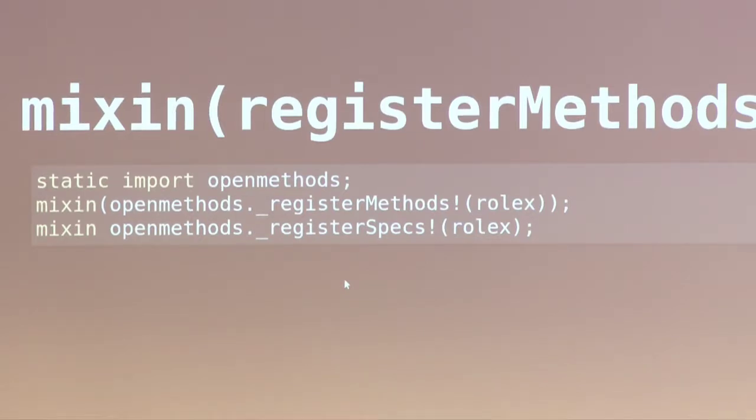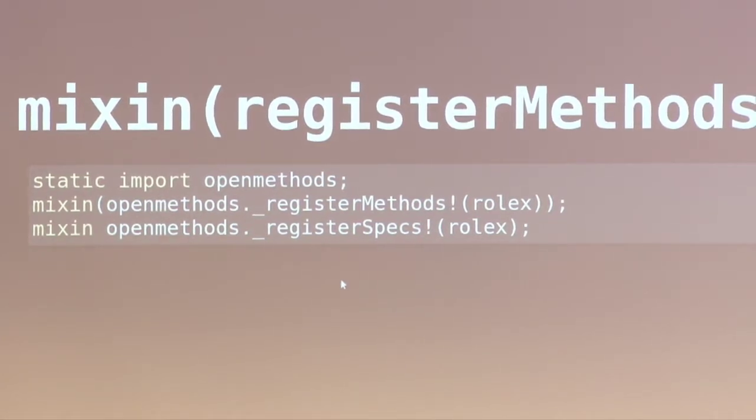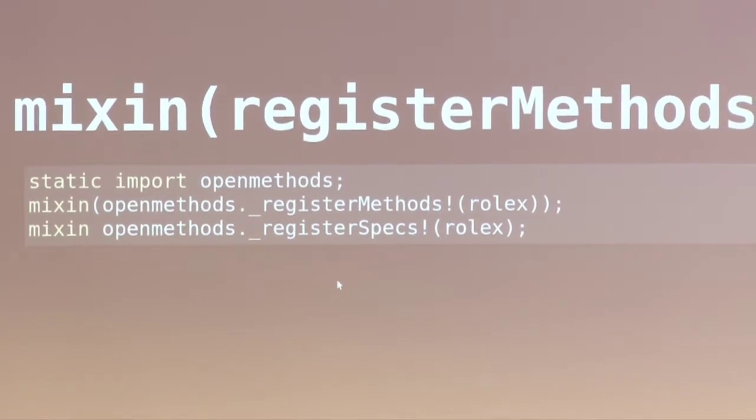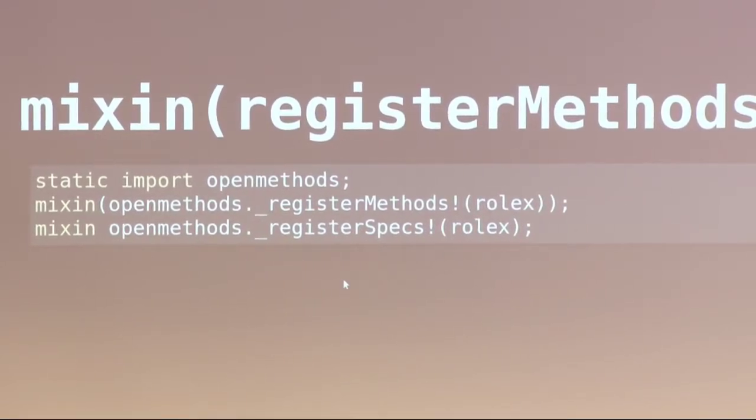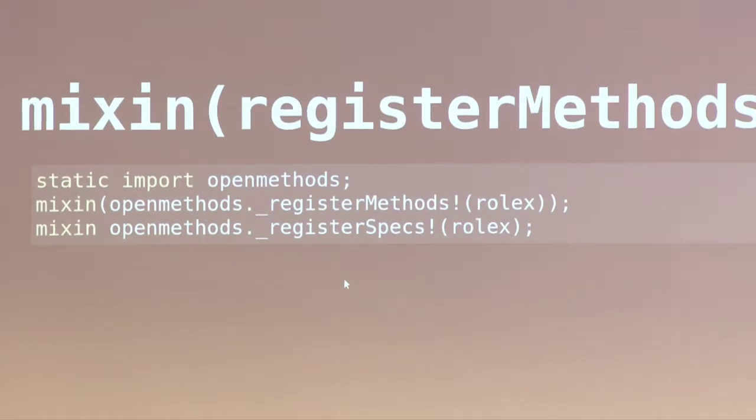So I'm going to go through the little bit of syntax I showed you before. What does mixin register methods do? It simply static imports open methods, and it introduces two new mixins. It's a mixin that mixins in. Okay, difficult to say.